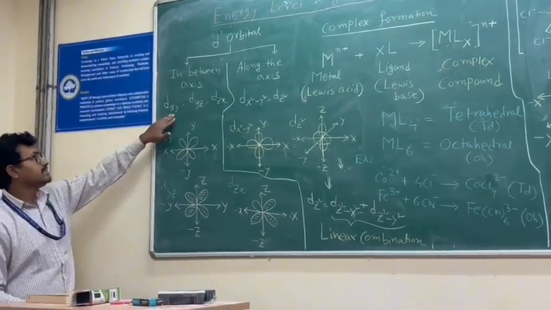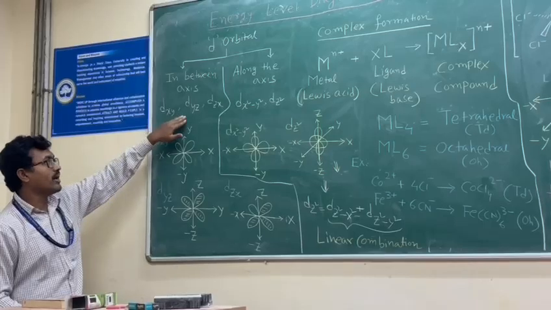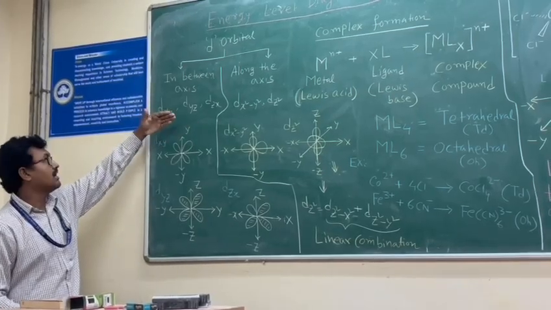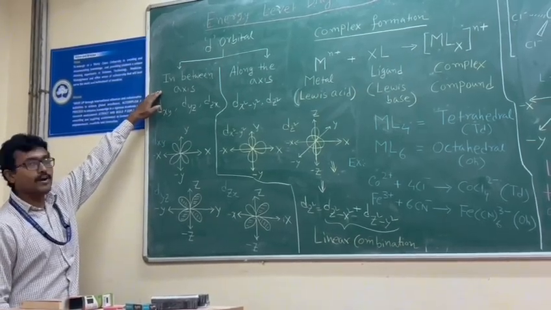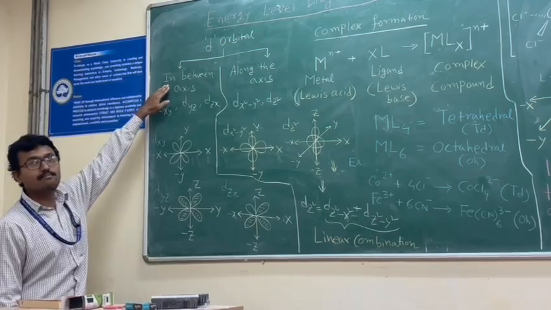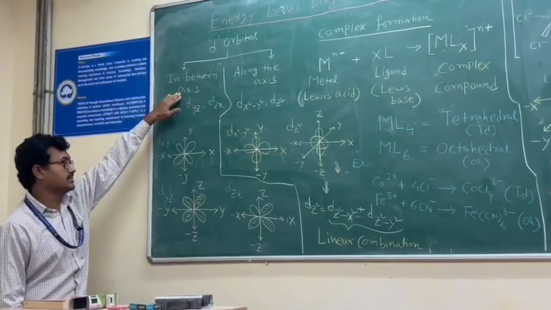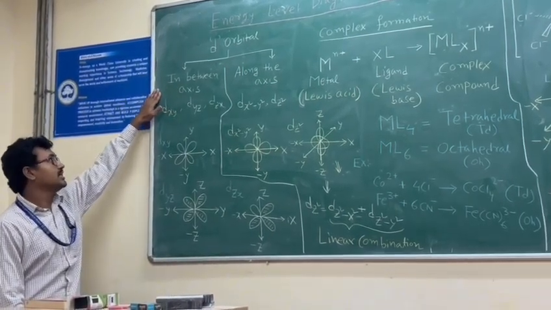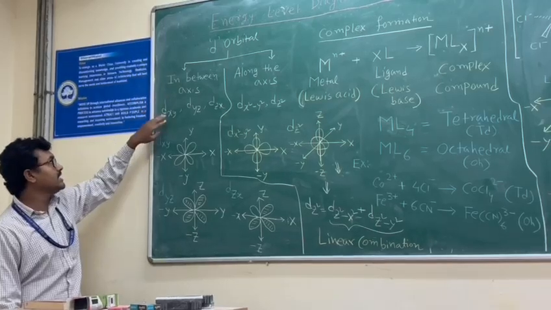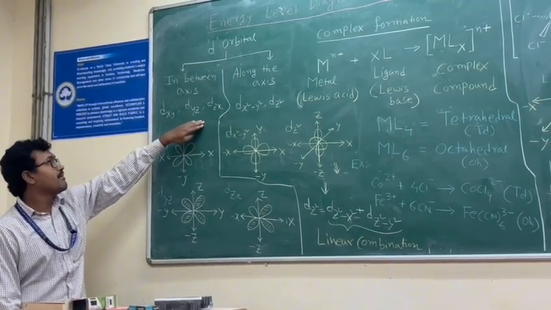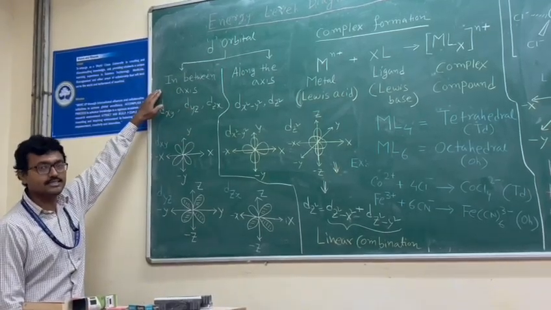So these three orbitals, dxy, dyz, dzx, they can come in a category of the orbitals where the electrons are present in between axes. Okay, these things we have to know first: that electrons present in dxy, dyz and dzx means they are present in between axes.